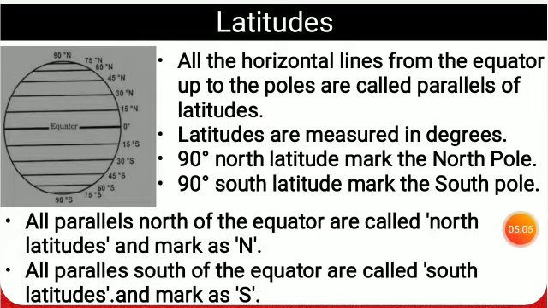Latitudes are measured in degrees. 90-degree north latitude marks the north pole and 90-degree south latitude marks the south pole. All parallels north of the equator are called north latitudes and are marked with the letter N. And all parallels south of the equator are called south latitudes and are marked with the letter S. S means south and N means north.